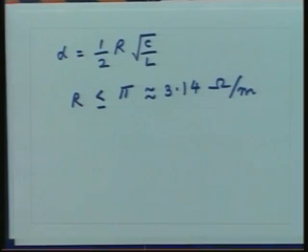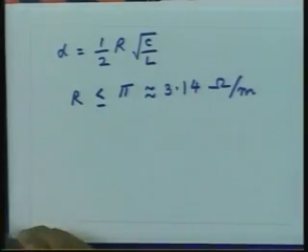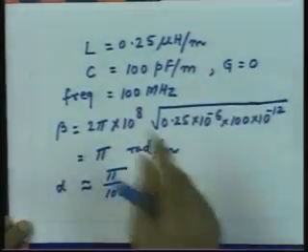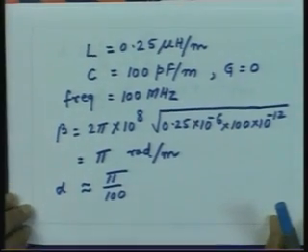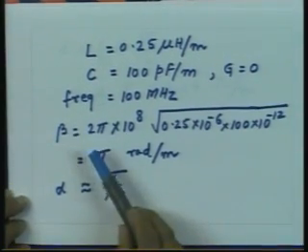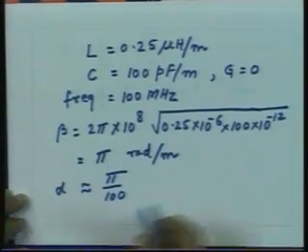So, if I accept the alpha value to be 1% or less of the phase constant beta, then the resistance per unit length of the transmission line should be 3.14 ohms per meter at the frequency of 100 megahertz. Of course, as I said, if the frequency changes, then the acceptable value of resistance will change, because the line may not satisfy this condition at that frequency.